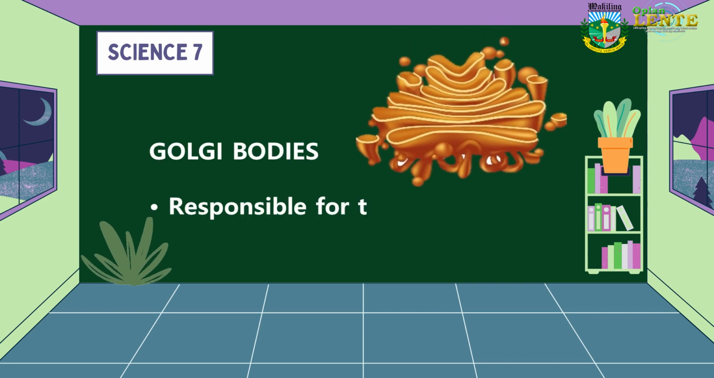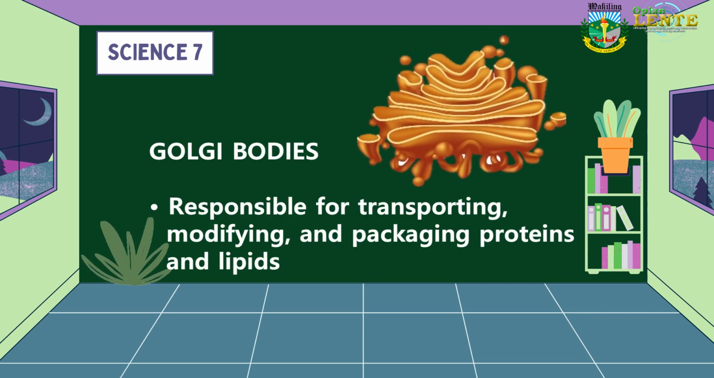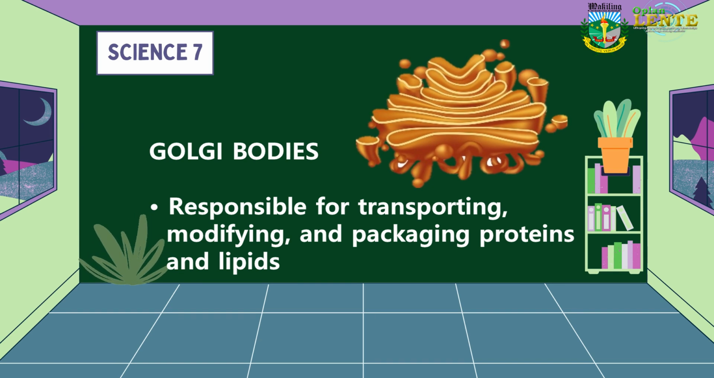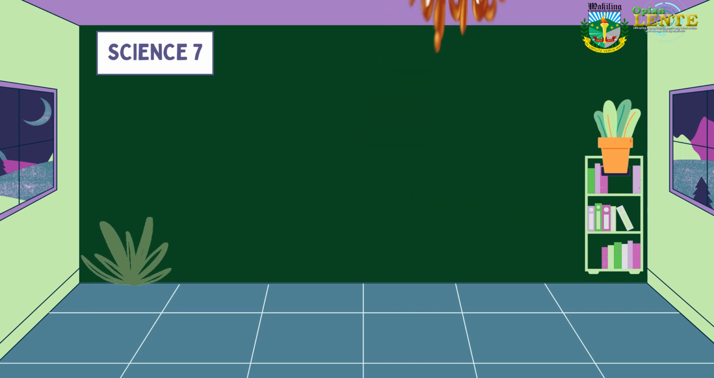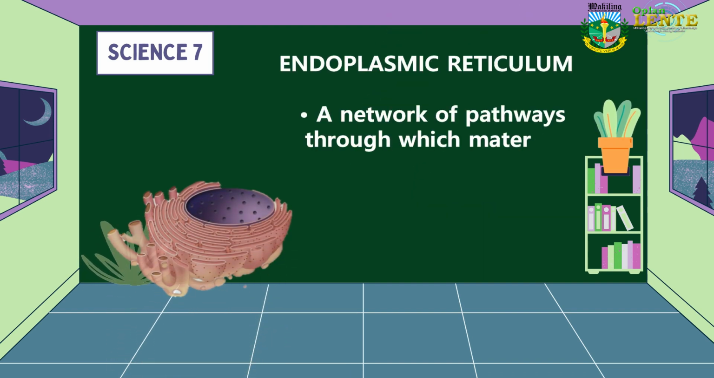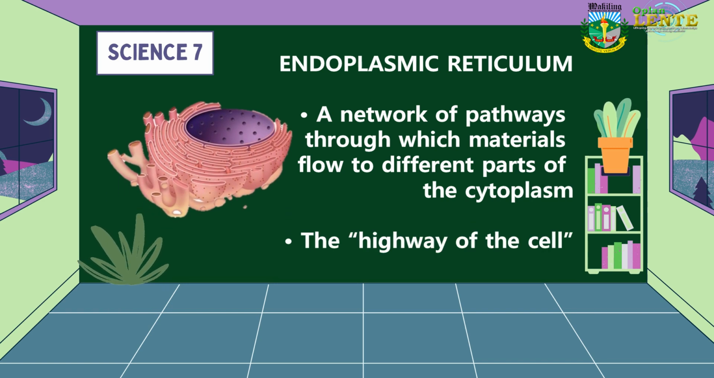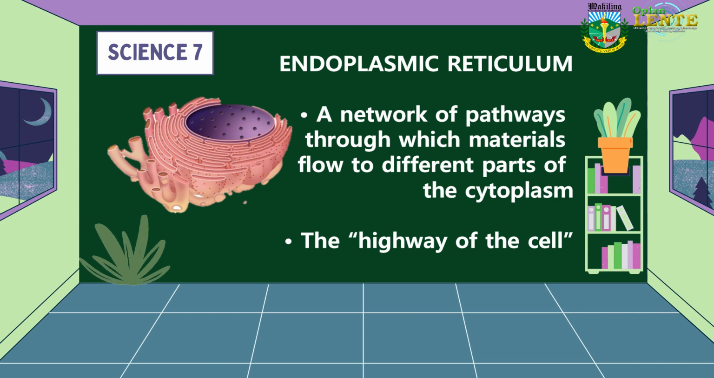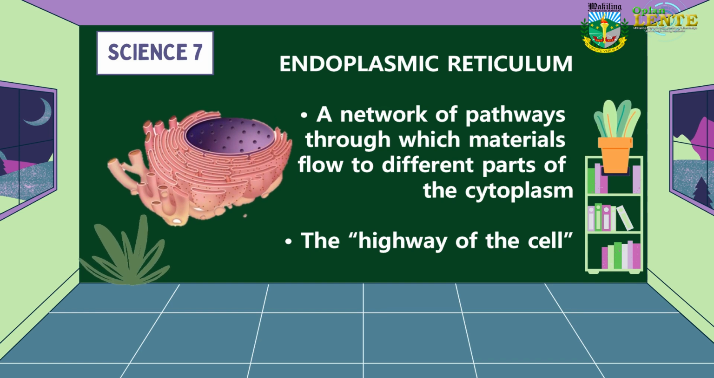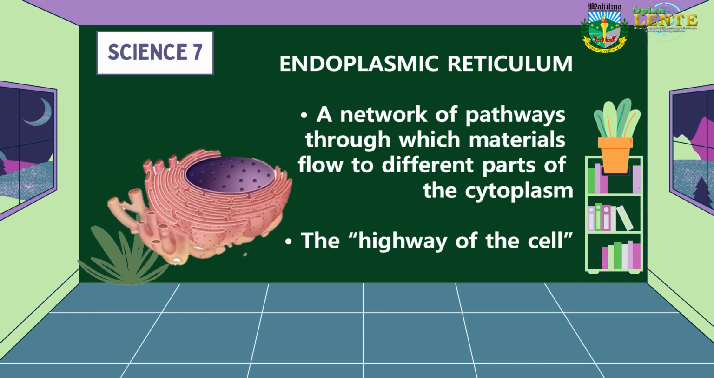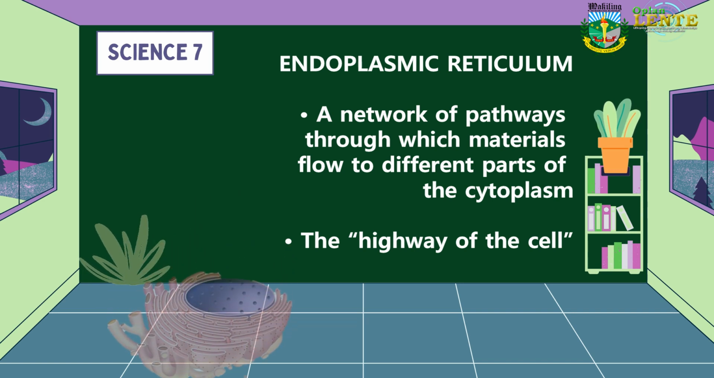The Golgi bodies are the ones that process and pack the proteins. They are responsible for transporting, modifying, and packaging proteins and lipids. The endoplasmic reticulum, or ER, is a network of pathways through which materials flow to different parts of the cytoplasm and serves as synthesizer, sorter, and transporter of materials such as proteins and lipids. It is also considered the highway of the cell.